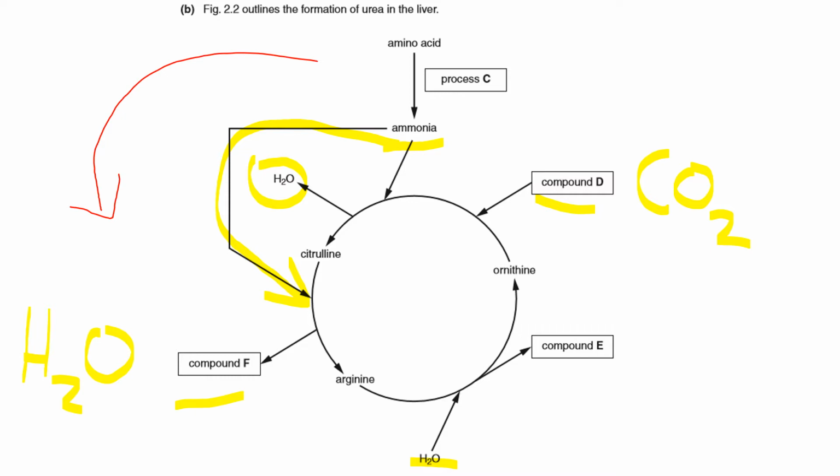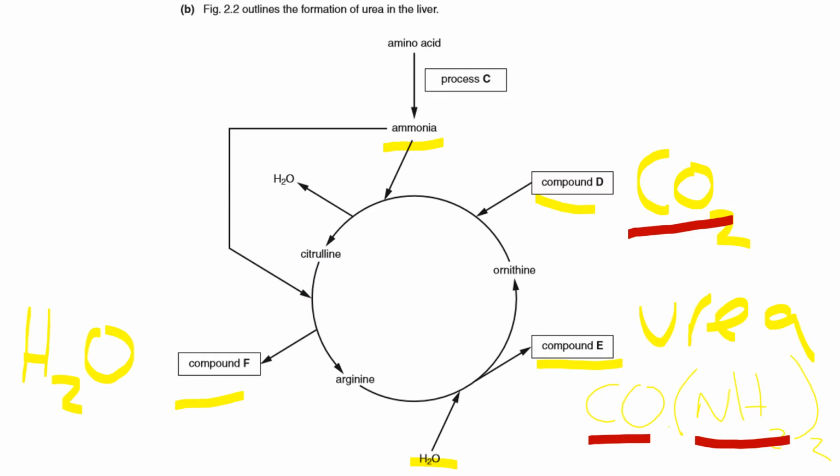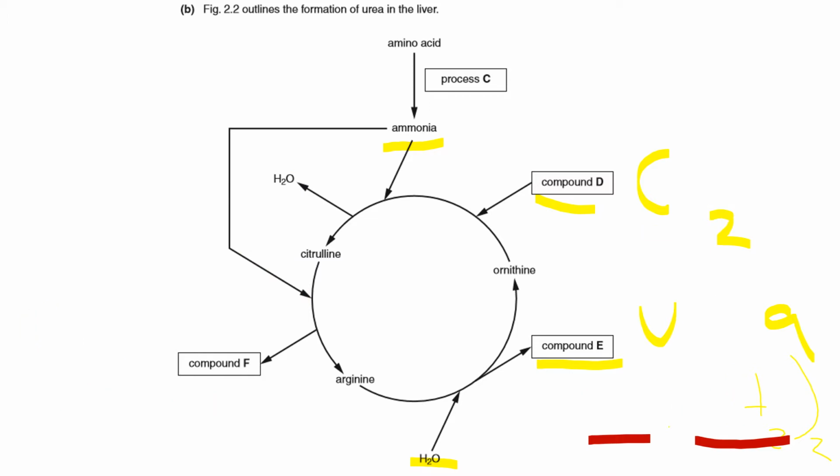Then from arginine to ornithine, you've got the water going in. The whole point of the ornithine cycle is the formation of urea, so compound E must be urea. If you looked at the formula for that, it is CONH2 twice. You can see that there is your carbon dioxide, there is one ammonia, and then the second one going in there. So you've got two ammonias and your carbon dioxide. Okay, hopefully you got those right, and like I say, it's in your past paper question booklet as well.